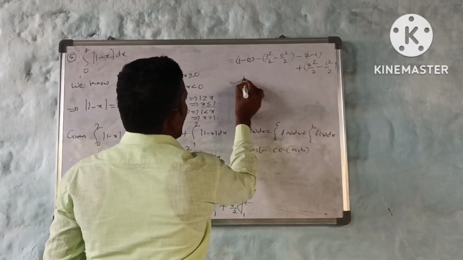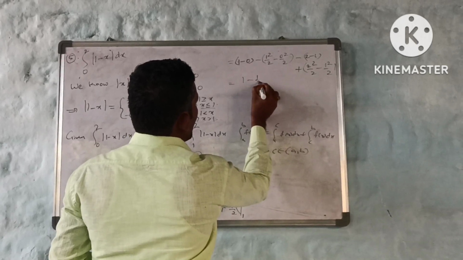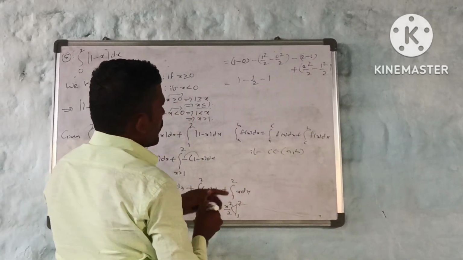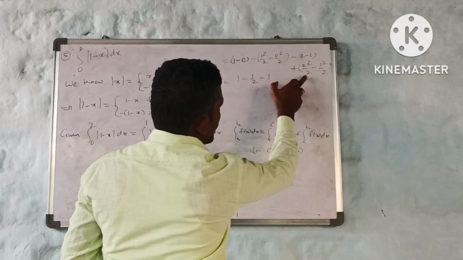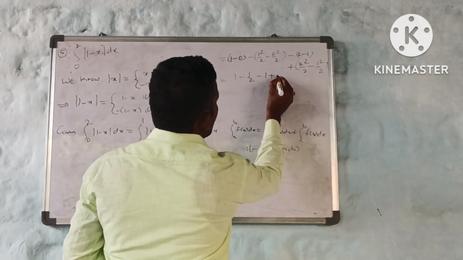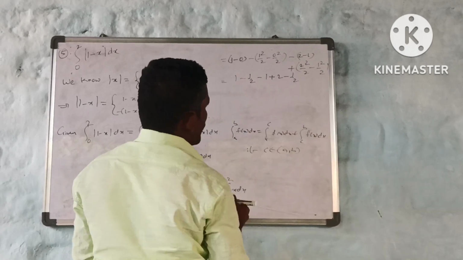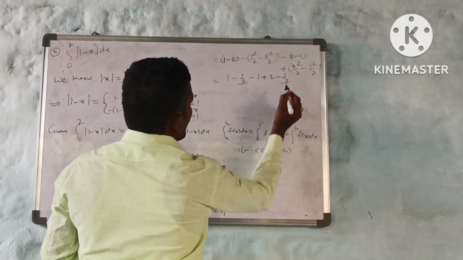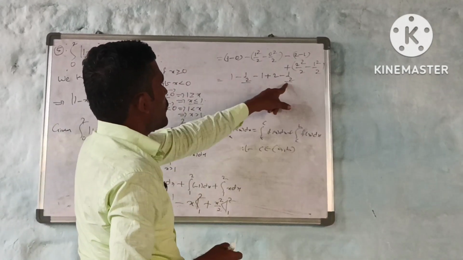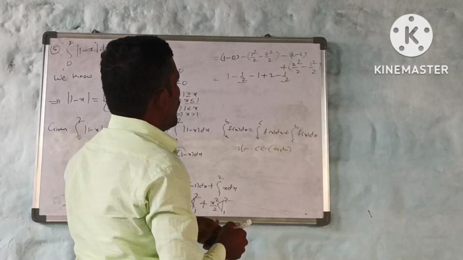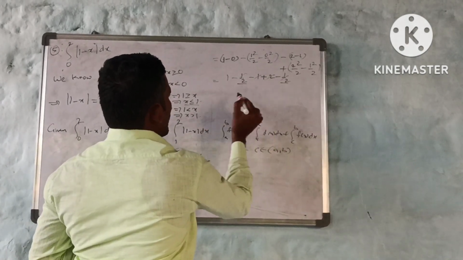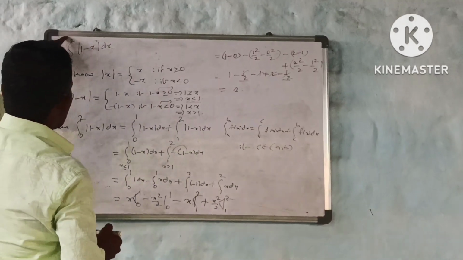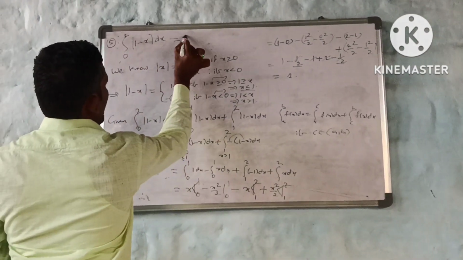So the first term is 1, minus 1 square by 2 which is 1 by 2, and 2 minus 1 is just 1. For the last term, 2 square is 4 by 2, which is 2, so we get 2 minus 1 by 2. So we get 1 minus 1 by 2 minus 1 plus 2 minus 1 by 2. The minus 1 and plus 1 cancel, and minus 1 by 2 minus 1 by 2 is minus 1, plus 2 gives 1. Therefore the integration of 0 to 2 of modulus of 1 minus x is 1.